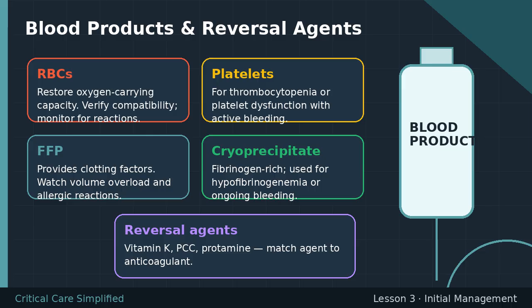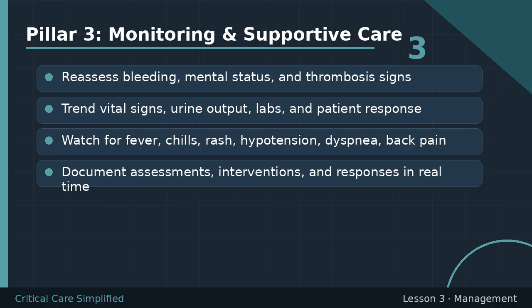The second pillar is administering blood products and reversal agents safely. Red blood cells restore oxygen carrying capacity. Check compatibility and monitor for transfusion reactions. Platelets are used for thrombocytopenia or platelet dysfunction, especially with active bleeding. Fresh frozen plasma provides clotting factors and may be used in DIC or liver failure. Monitor for allergic reactions and volume overload.